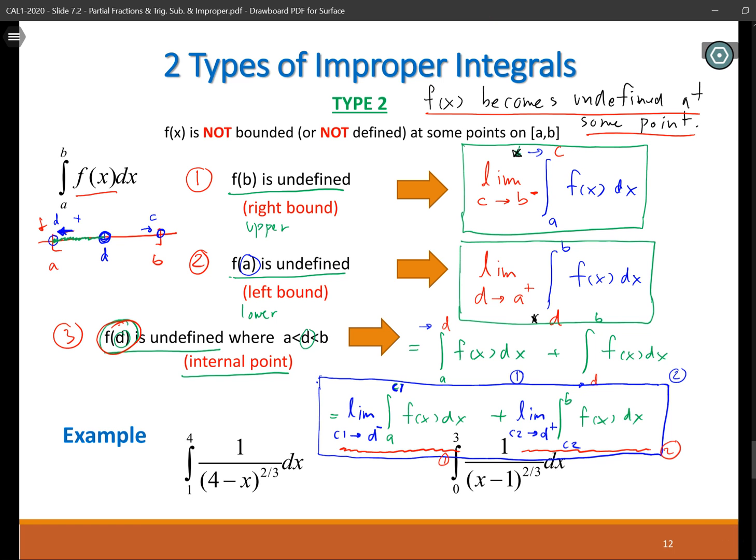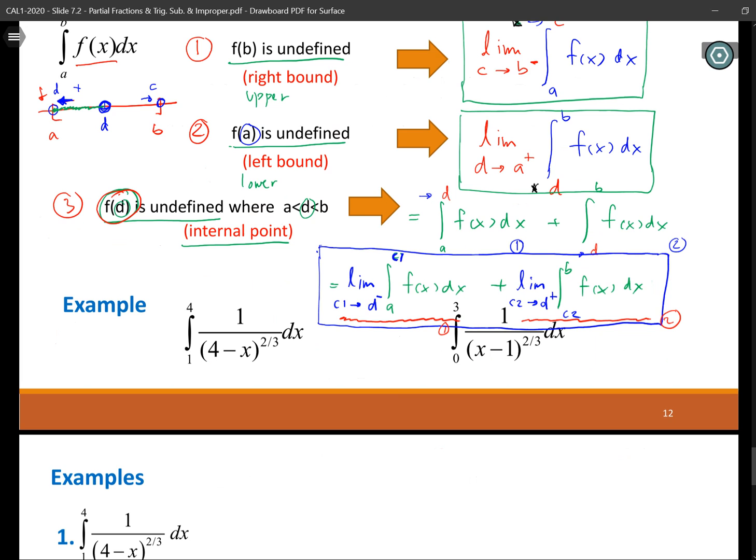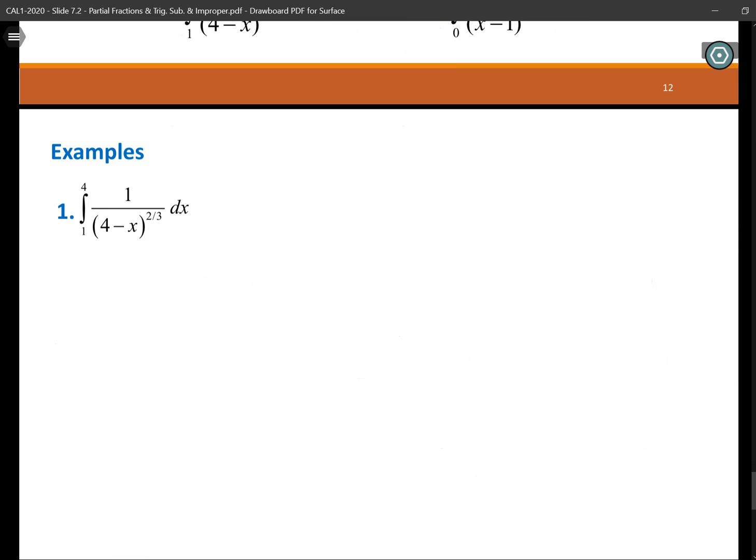Alright, the best way to understand this is to work on some examples. So let's work on 2 examples, and that would be it for this lecture.